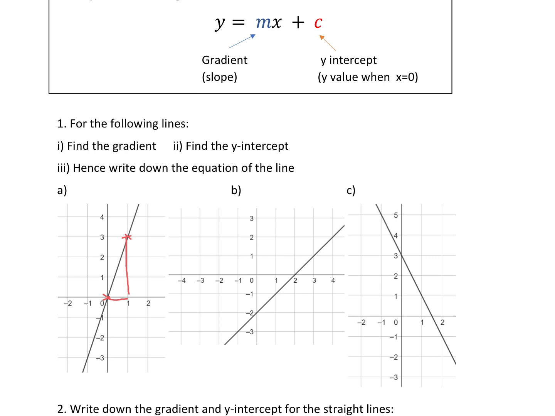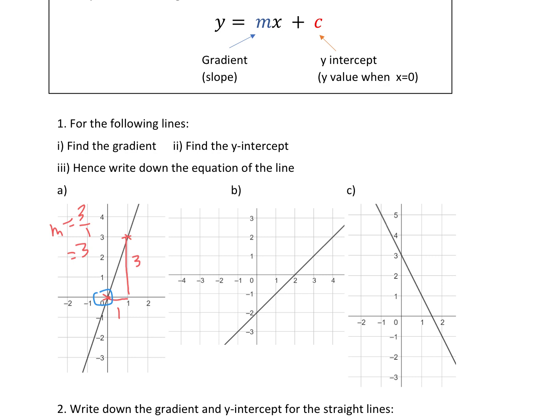I will draw my triangle. The change in the y values, the rise, is 3, goes from 3 take away 0 is 3, and the run just goes 1 across, so 1. So the gradient is 3 over 1, which is 3. The y-intercept is where it crosses the y-axis, which is here at 0.